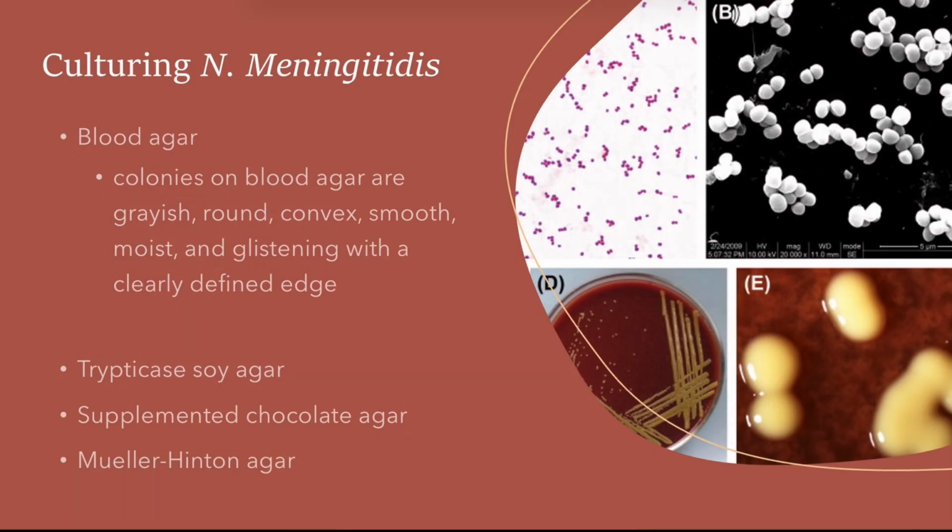When culturing Neisseria meningitis in a lab, the most common medium used is a blood agar, and images D and E on the right show a very good growth of the colonies for Neisseria meningitis. As you can see, they're a grayish color, very round, with a clearly defined edge, and they also look a bit moist, almost glistening, and those will be some distinctive signs of Neisseria meningitis.